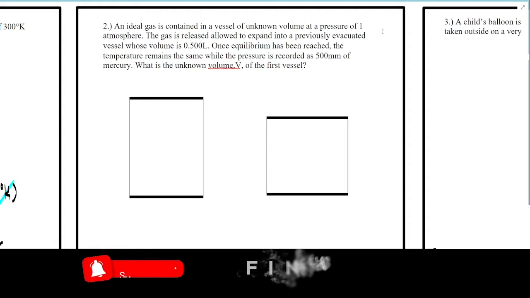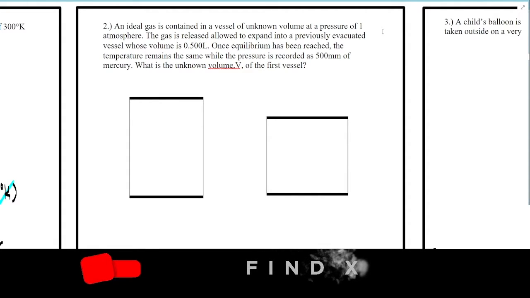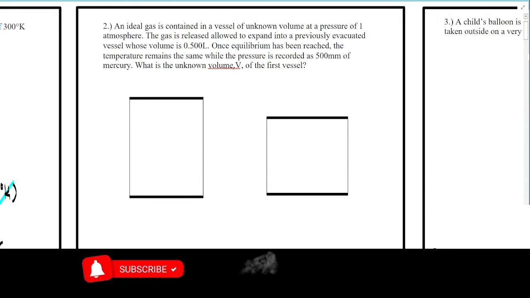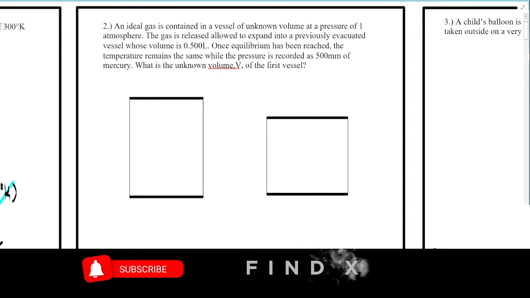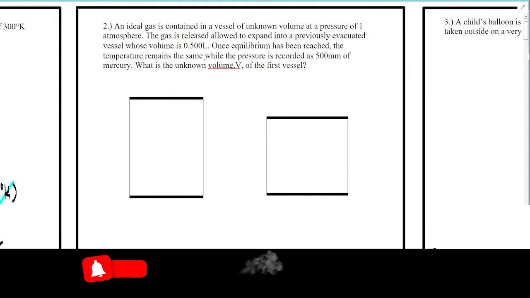Okay, so let's have the next one. An ideal gas is contained in a vessel of unknown volume at a pressure of 1 atmosphere, and the gas is released to expand in the previously evacuated vessel whose volume is 0.5. Once equilibrium has been reached, the temperature remains the same, while the pressure is recorded as 500 millimeters of mercury. What is the unknown volume of the first vessel?